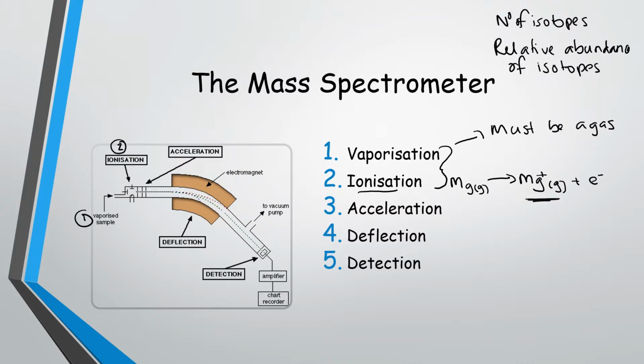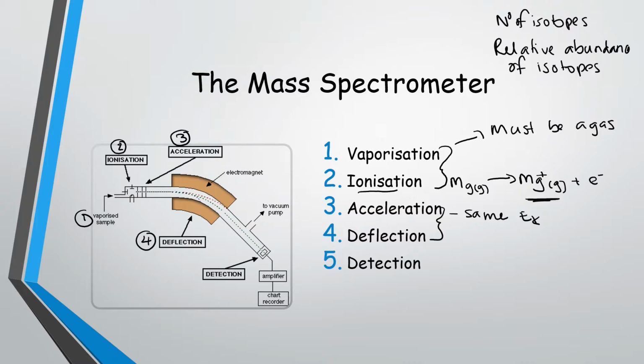The next step is acceleration. So at this point in time, we accelerate the ions through an electric field to ensure they all have the same kinetic energy. This occurs here. Now, sometimes you'll see they'll have them combined.